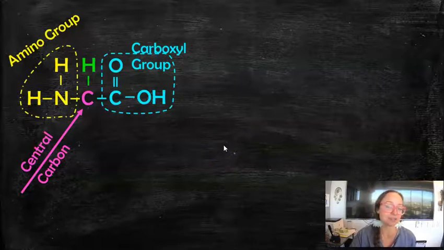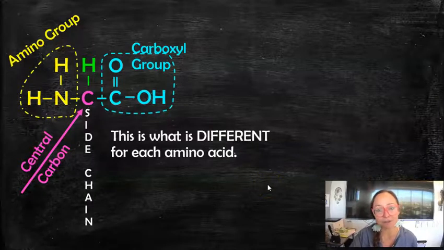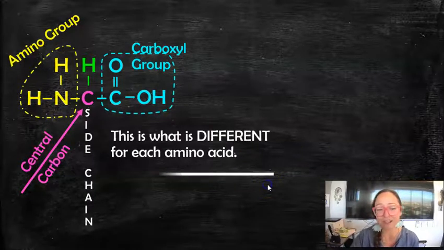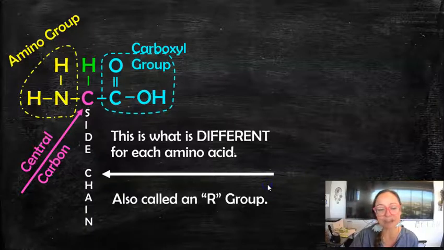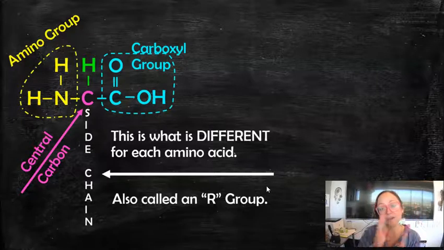Now, attached to the central carbon, there's also what we call a variable side chain. Now, it's the side chain that makes each amino acid different from another. And so we have 20 different amino acids, and this R group is different on each one. So all amino acids have the amino group attached to a central carbon with a hydrogen attached, and then a carboxyl group also attached to that central carbon.